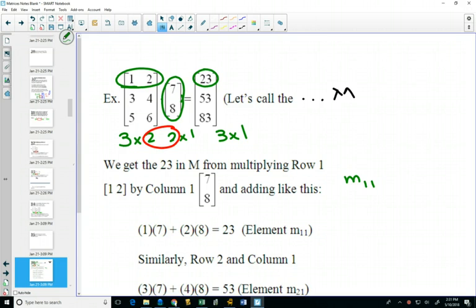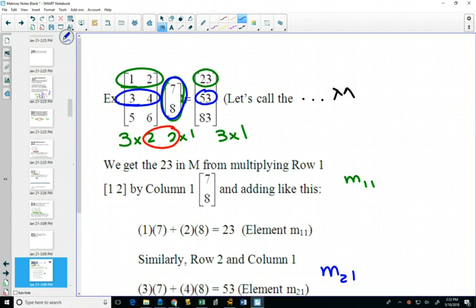If you were finding the second one, and I'll do it in blue, M21. Well, the 2 is row 2, column 1. So to get that answer, you're going to have to take row 2, column 1. Again, I imagine taking row 2, turning it so the 3, 4 is on its side, blasting it into the 7, 8. 3 times 7 is 21. 4 times 8 is 32. Get those two answers, add them up, and you'll get 53.